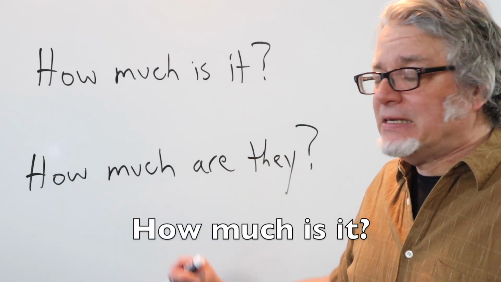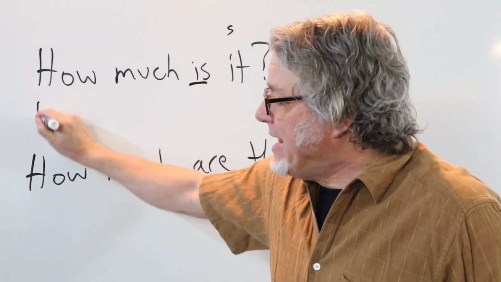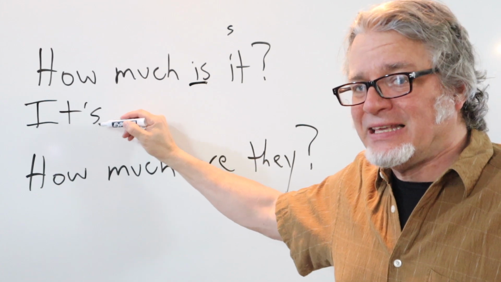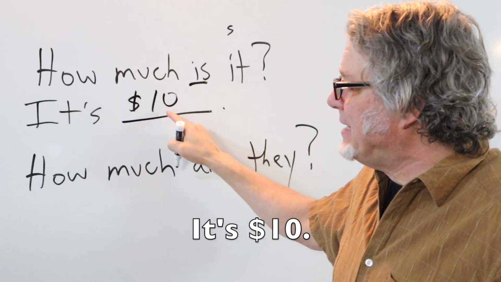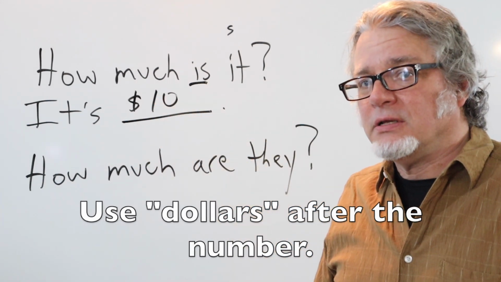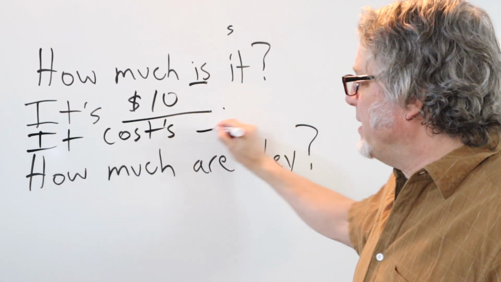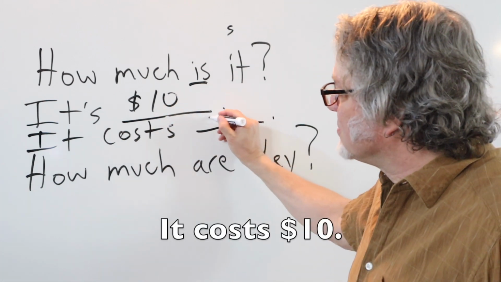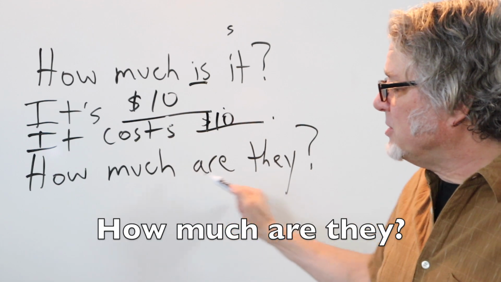How much is it? So this is the subject, this is the main verb, it's the verb be, and then the answer can simply use it's, putting it and is together, and then here's the dollar amount. It's $10. Use dollars after the number. Or it costs, and then here's the amount. It costs $10.